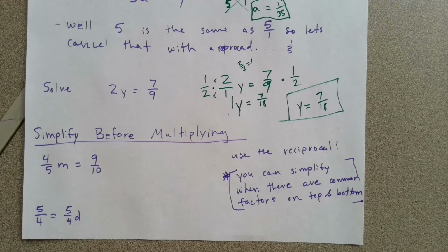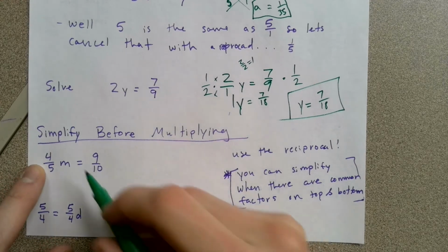Here's a little tip here. Sometimes you are allowed to simplify fractions by finding those common factors. If two things have something in common, you can simplify both of them. I'll give you an example of that right now.